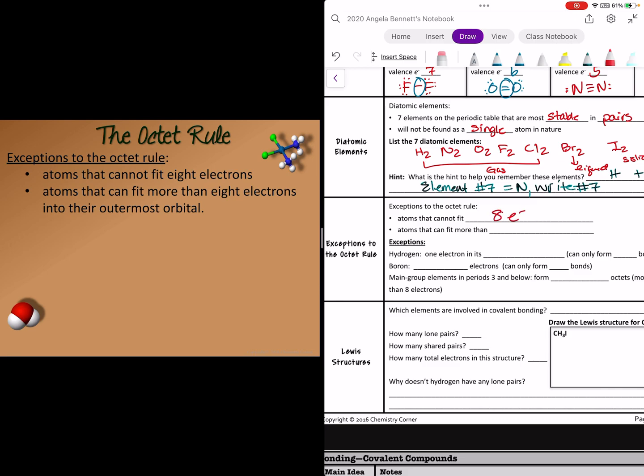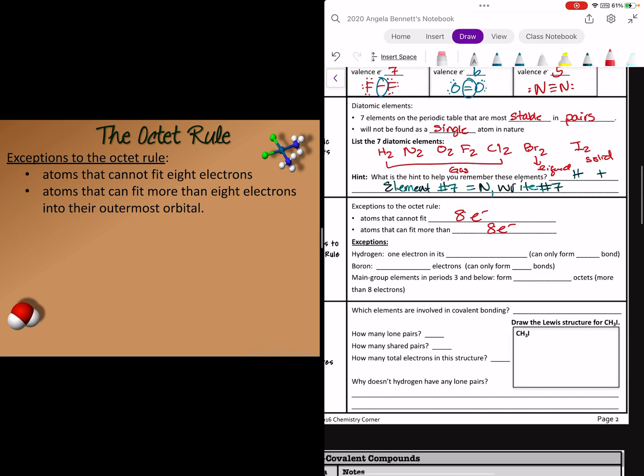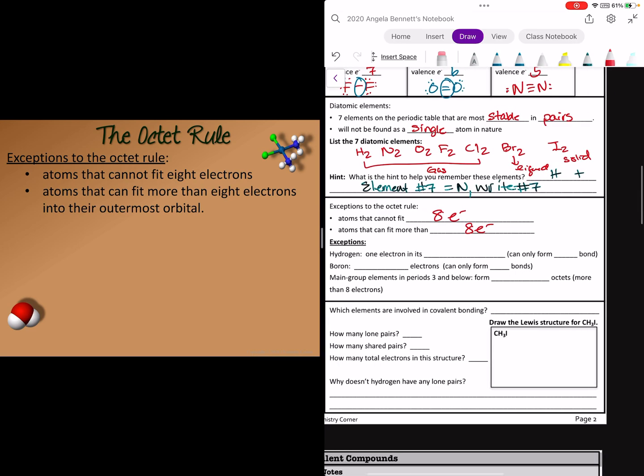And then there are also atoms that can fit more than 8 electrons. All right, so I'm actually going to use the space where I'm writing right now to go ahead and summarize this real quick, and then I'll fill in the exceptions at the bottom. So atoms that cannot fit 8 electrons, which means they need less than 8, are going to be hydrogen, beryllium, and boron. Draw a little line. And atoms that can fit more than 8, that means more than 8.